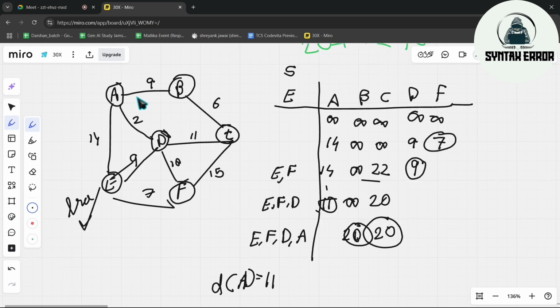So this distance again which is there, right? This distance again, D again, we need to return. So this is our Dijkstra's algorithm. If you are having any doubt, you guys can ask.